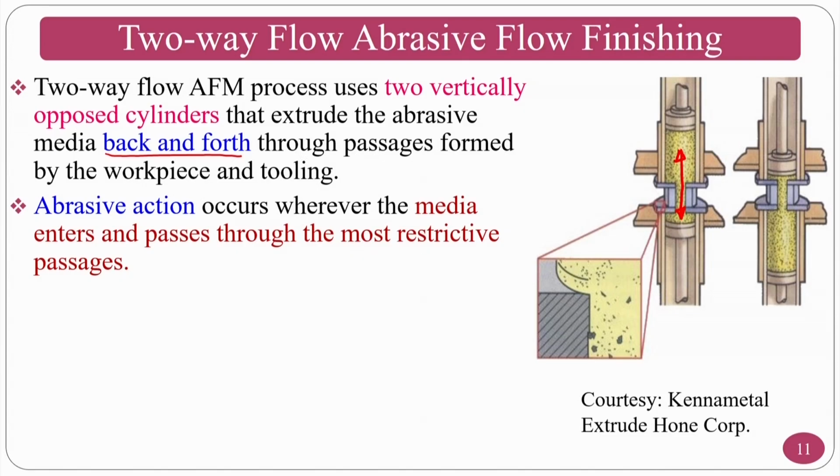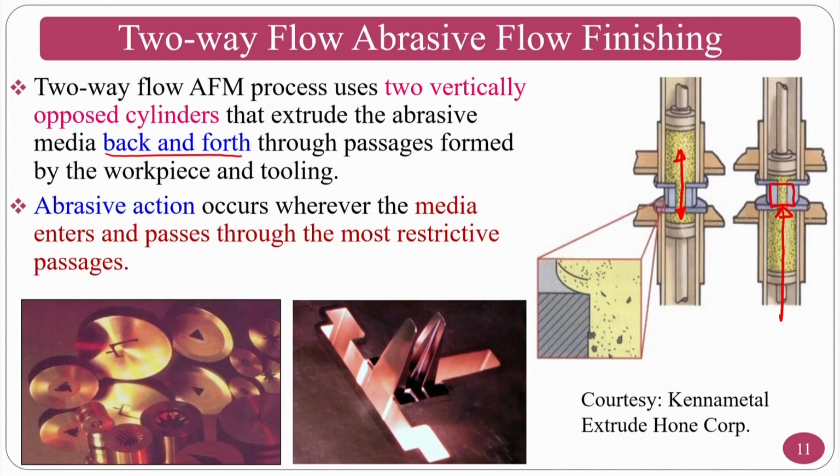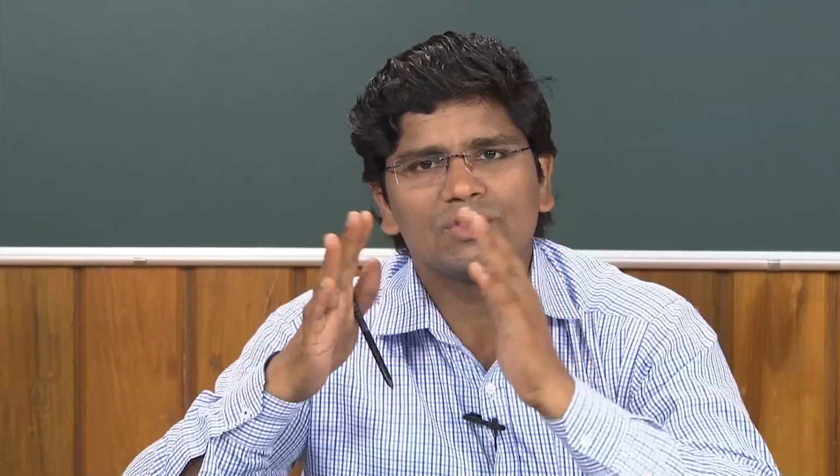That means if you see in this picture, the most restrictive passage is this particular part. This is the most restrictive region, because of which the medium experiences more restriction. So, the abrasives will abrade more in that particular area. The common type of workpieces finished by this are through-hole types. In the previous case, you can go for through holes in a wall or some other places.